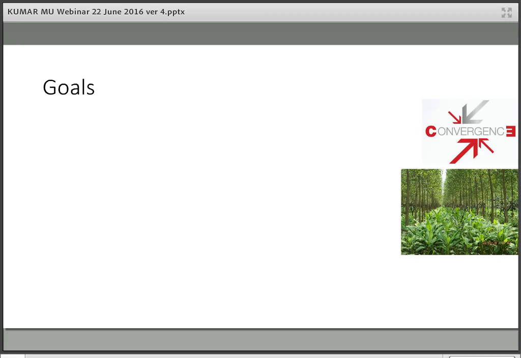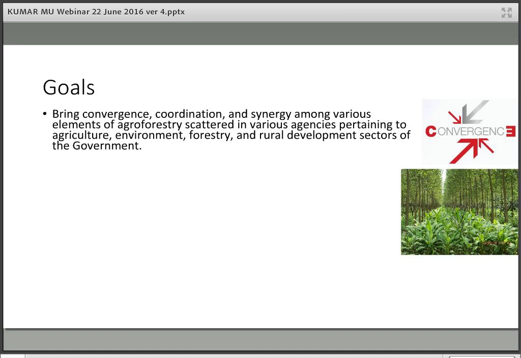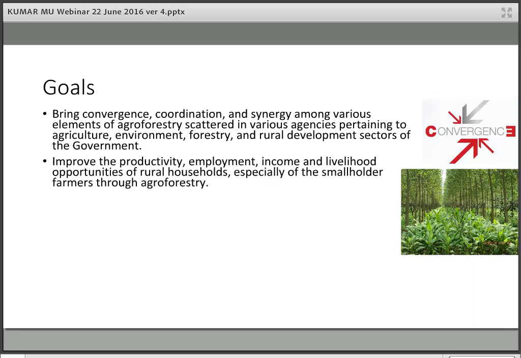Speaking about the National Agroforestry Policy of India, it has five major goals. The first and foremost is bringing convergence, coordination, and synergy among various elements of agroforestry scattered in various agencies pertaining to agriculture, environment, forestry, and rural development sectors of the Government of India. So convergence of these multifarious activities that are coming under the umbrella of agroforestry has to be coordinated. That is one of the principal goals of the policy.